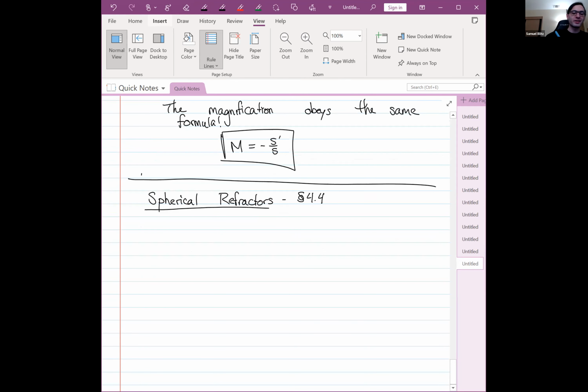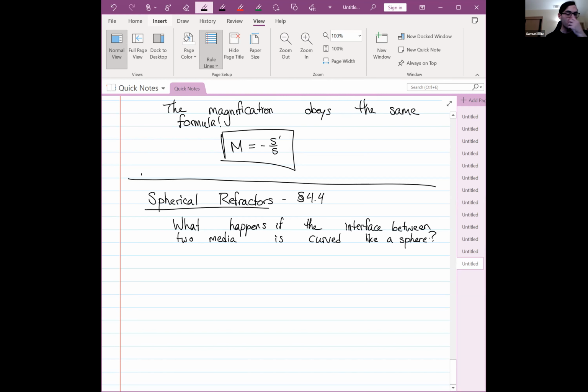So the question that we're trying to answer by talking about spherical refractors is what happens if the interface between the two media is curved like a sphere? Think a fishbowl. So there are 4 possibilities.